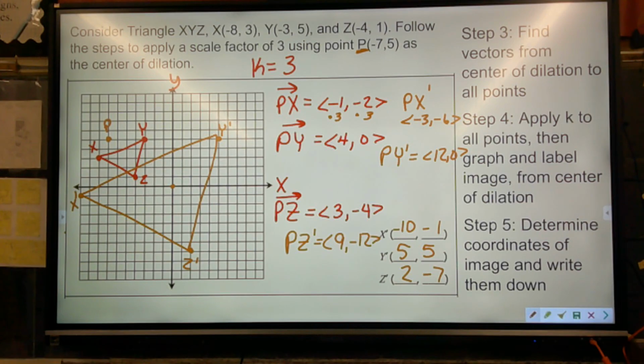Whether you do them 1 point at a time or 1 image at a time, the rules still apply. Because we're dilating, we multiply all of our vectors by the scale factor. In this case, 3. We multiply everything by 3 to make it 3 times as big.